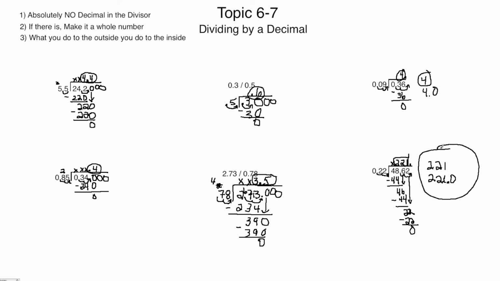Hope you understand more about how the 3 steps help you to divide by a decimal. I'll see you tomorrow.